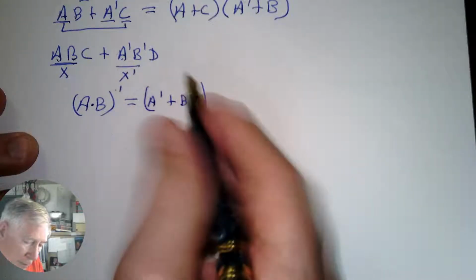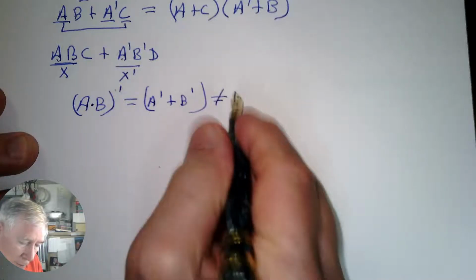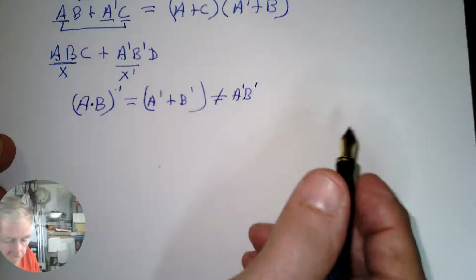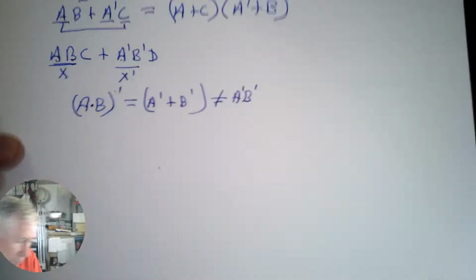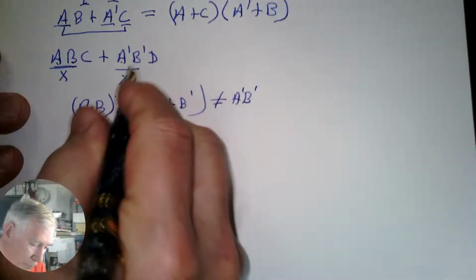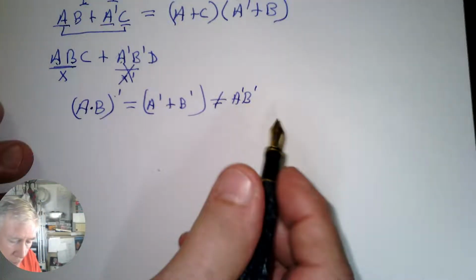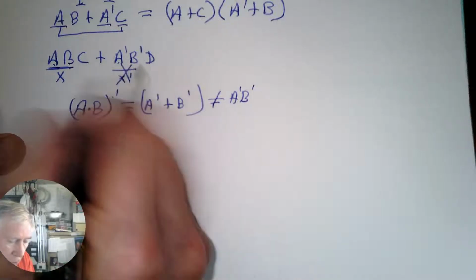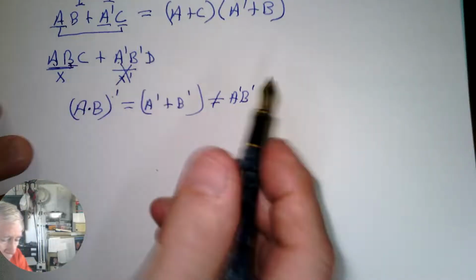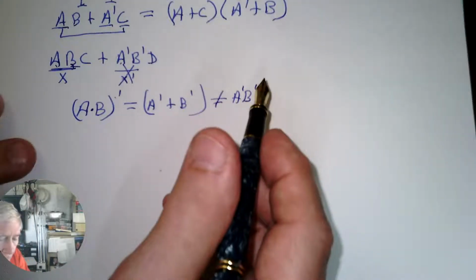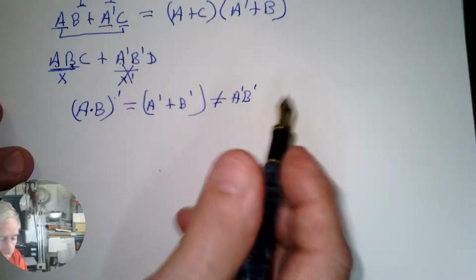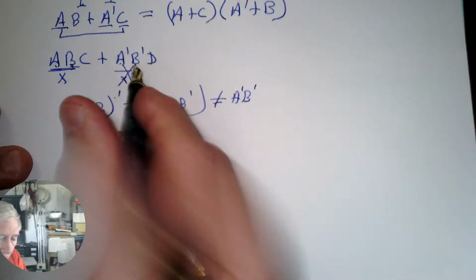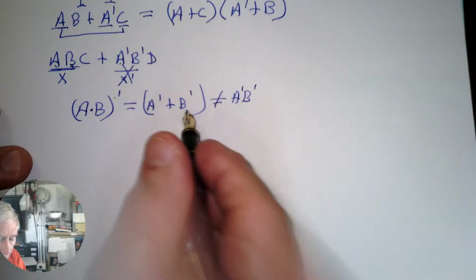That is not the same as, this is not equal to A prime, B prime. It's not equal to that. So you can't do this because this isn't true. But you can use the A variable and do that. That's fine. A and A prime. Or you could even use the B variable and do B and B prime by themselves. But you can't do A, B, and A prime, B prime as inverses of each other because they're not. The inverse of AB is not A prime, B prime, but A prime plus B prime.